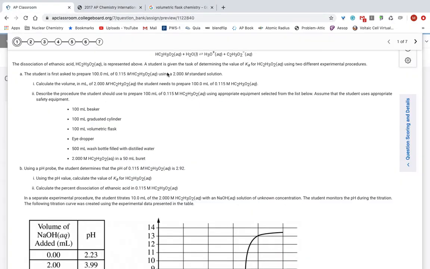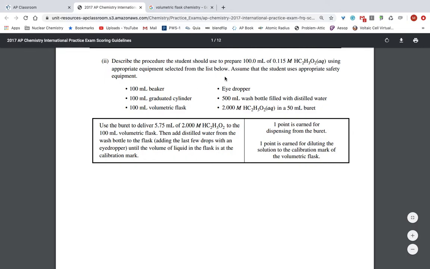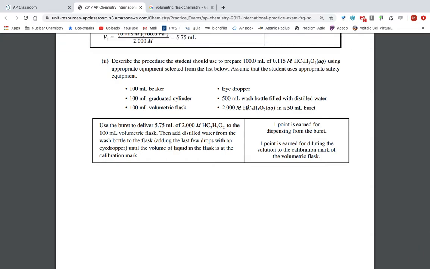So here's the procedure that AP gives that you should do. Use the burette to deliver 5.75 milliliters. Okay, that's better than a graduated cylinder because it's more precise. So the burette is better. So you're going to put that much in the 100 milliliter volumetric flask. Again, you're putting it in this volumetric flask rather than a beaker because this is much more precise than the beaker is. And then add water.